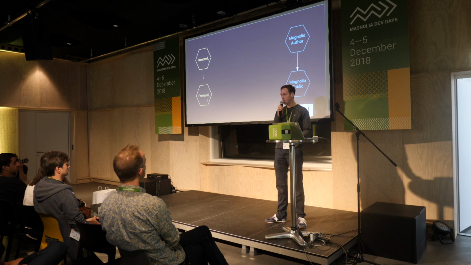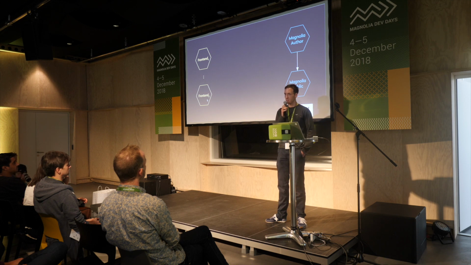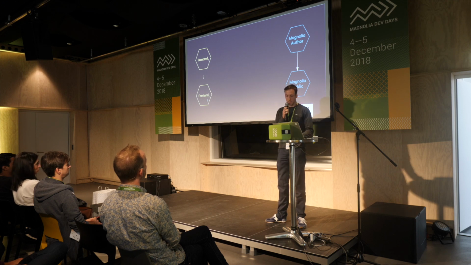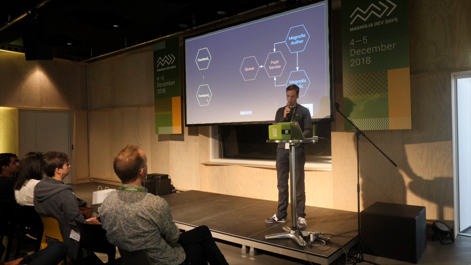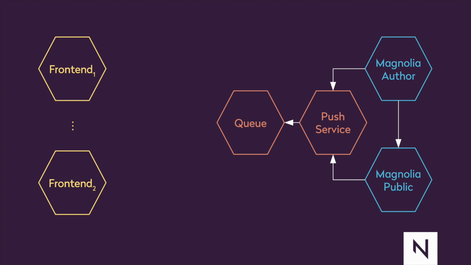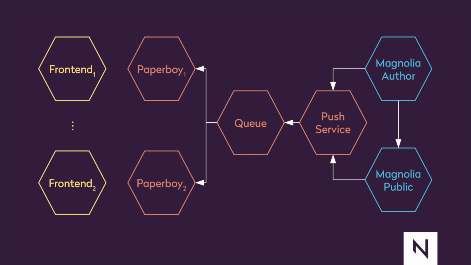So what we do is we install a Magnolia plugin into both instances, and this module listens for changes in the workspaces, and whenever a change is happening, it informs a push service, which in turn sends out a message to an AMQP compatible queue. And on the front end side, we have a client-side library which registers with a queue and listens for changes.